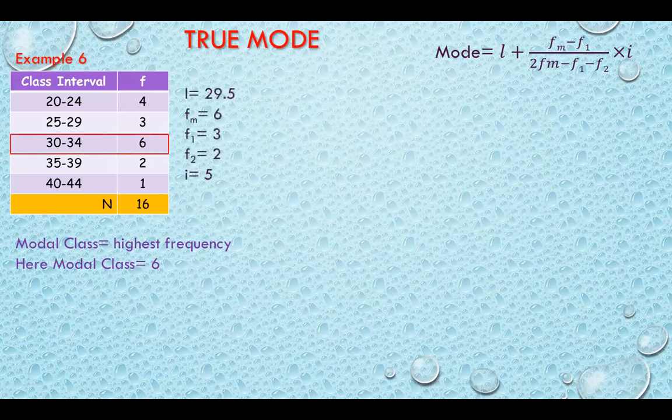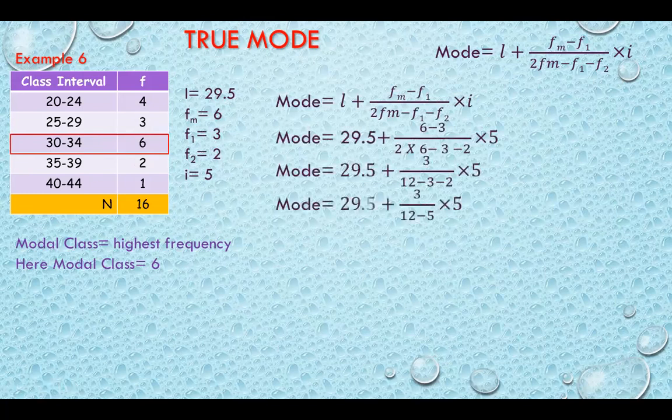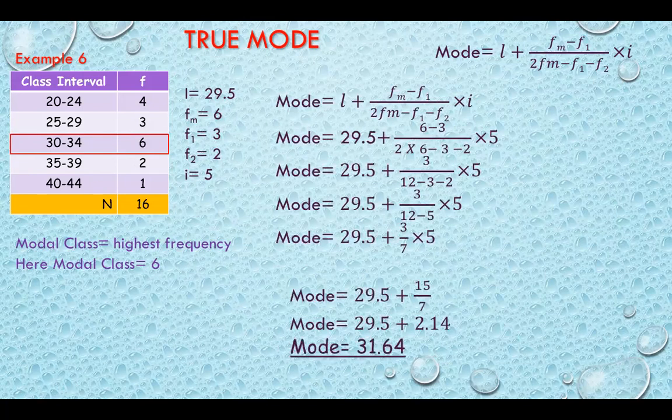And then the exact lower limit of this modal class is 29.5, and the exact frequency of this modal class is 6, and f1 is the frequency before this modal class, that is 3, and f2 is after this modal class, that is 2, and the size of the class interval is 5. Apply these values in this formula and go on calculating. You will get the mode as 31.64.